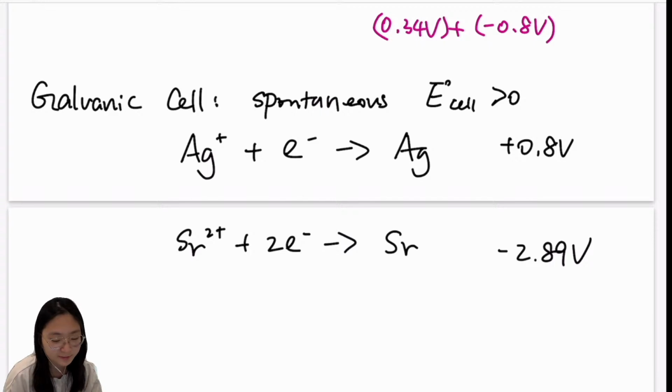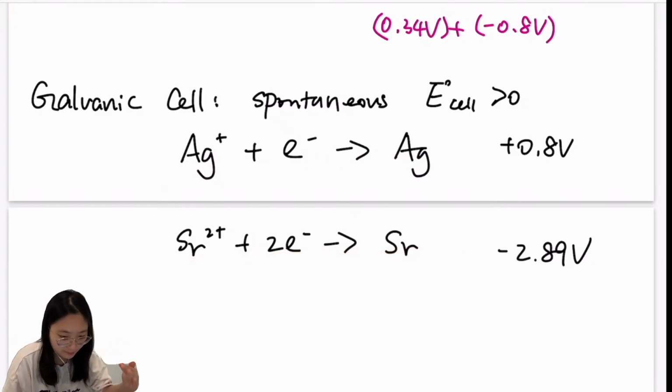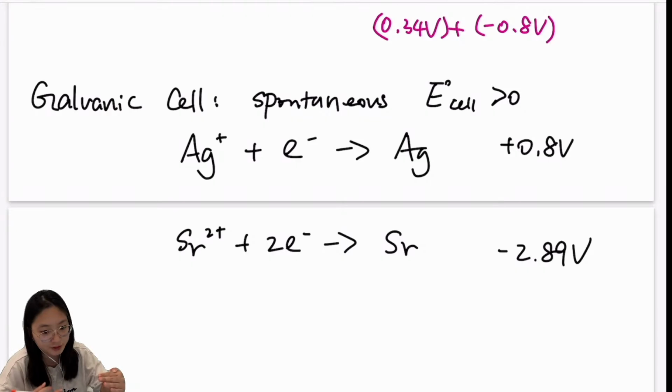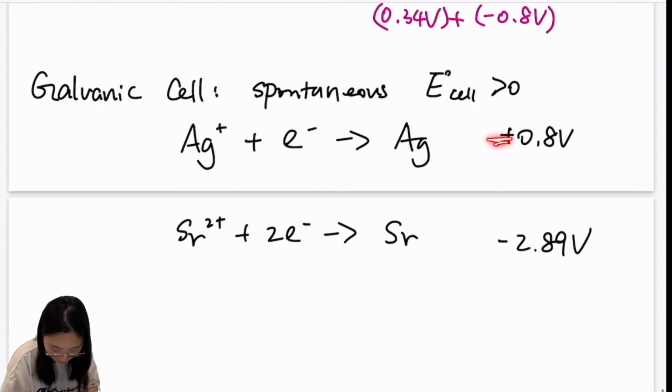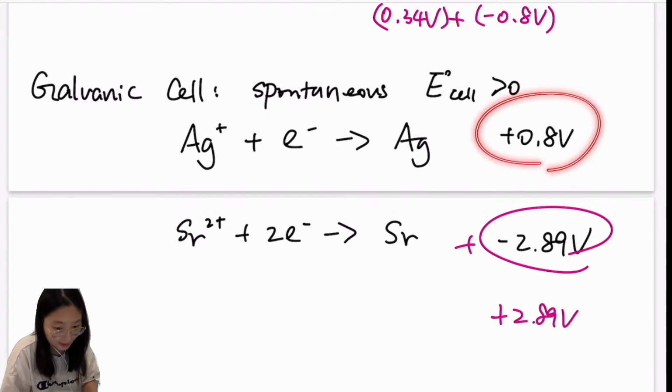Why do we have to flip it if it's being oxidized? Okay, so both of them are reduction. And for the redox reaction, one of the half reactions is reduction and the other half reaction is oxidation. You are combining reduction and oxidation, so they form a pair of redox reactions. So you will have to flip one of them anyway. Either you flip this one and add them up, or you flip this one and add them up. In which situation do I get a positive cell potential? Obviously, when you flip this one and get positive 2.89, and then add it up to negative 0.8.